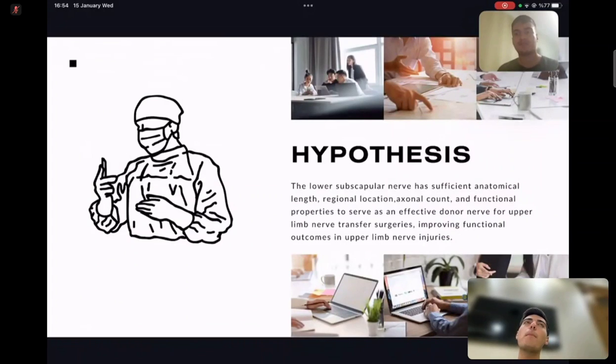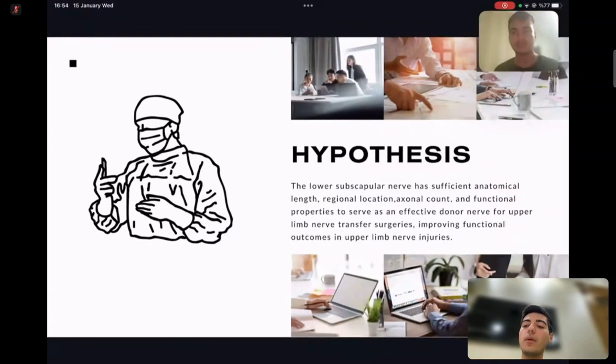And let's switch to the main part, the hypothesis of this research project. Our hypothesis is that the lower subscapular nerve has sufficient anatomical length, regional location, axonal count, and functional properties to serve as an effective donor nerve for upper limb nerve transfer surgeries, improving functional outcomes in upper limb nerve injuries. As you can see from this hypothesis, we'll try to confirm that the lower subscapular nerve is an efficient nerve for usage of upper limb nerve transfer surgeries.